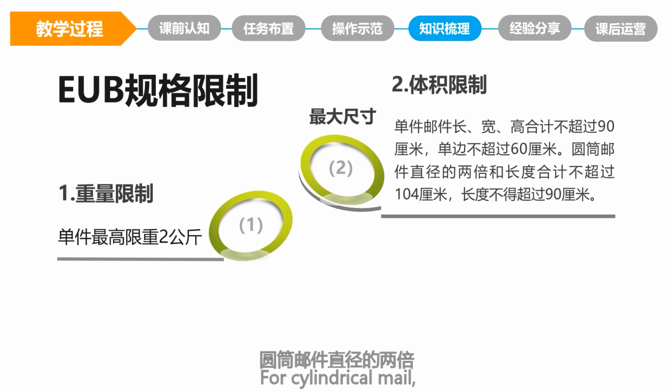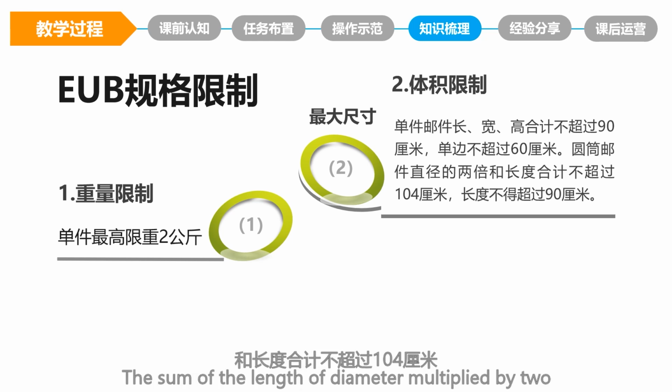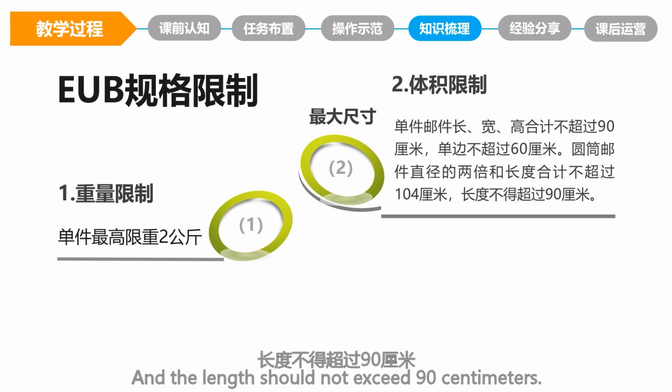For cylindrical mail, the sum of the diameter multiplied by 2 and the length of the mail should not exceed 104 centimeters, and the length should not exceed 90 centimeters.